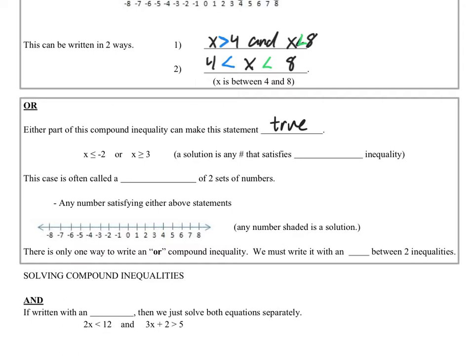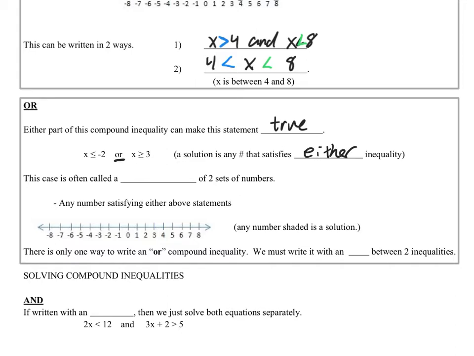So an or is where either part of the compound inequality could be true, or both. It's fine, all of the above. So this says x is less than or equal to -2, or x is greater than 3. So a solution is any number that satisfies either inequality.